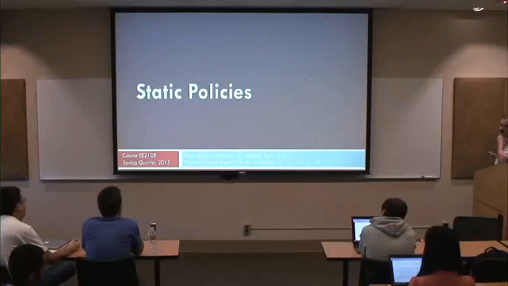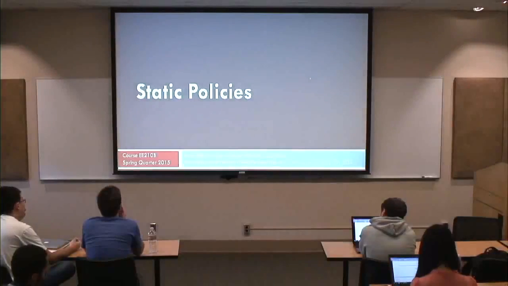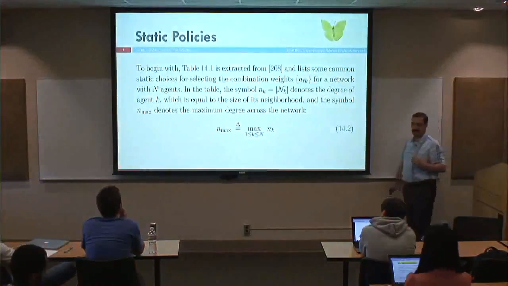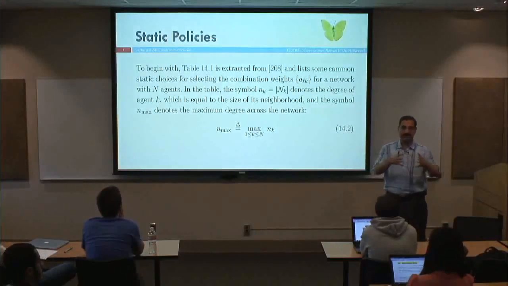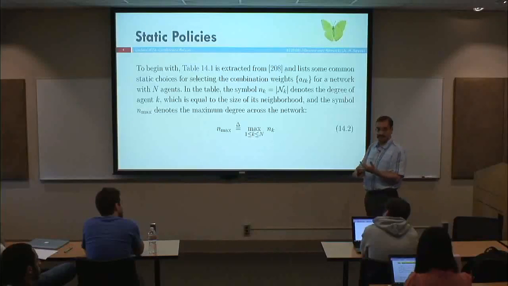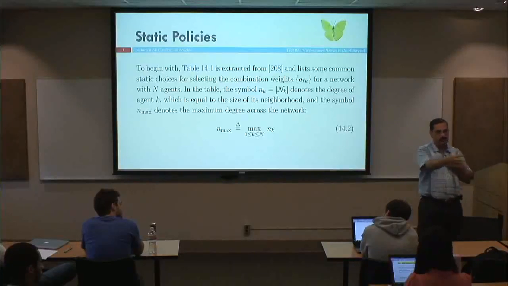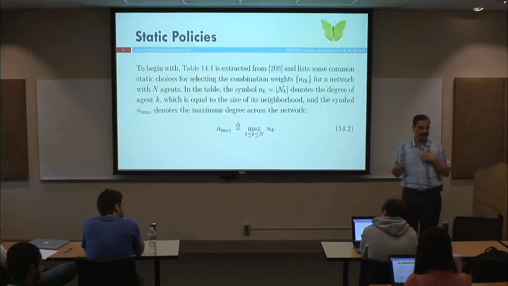Let me first talk about static choices for A. If you look into the literature, you are going to see that there are many choices for A that have been proposed for various reasons. We have already talked about several of them: the Metropolis rule and the uniform rule, where I give weights to my neighbors in proportion to the number of neighbors that I have. If I have 3 neighbors, each one gets 1/3 or 1/4, counting me.